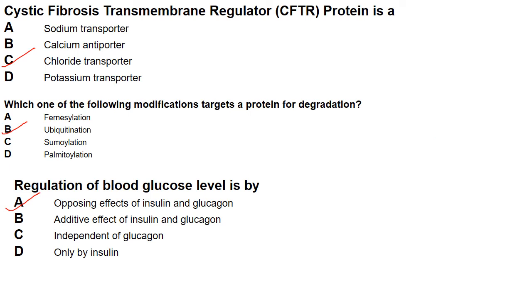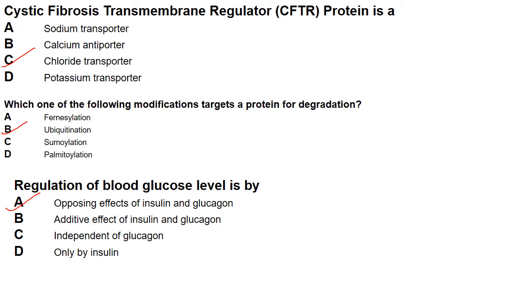Cystic fibrosis transmembrane regulator protein is A. So it is a chloride transporter. Answer is option C. Which one of the following modification target a protein for degradation? That is ubiquitination. Answer B.